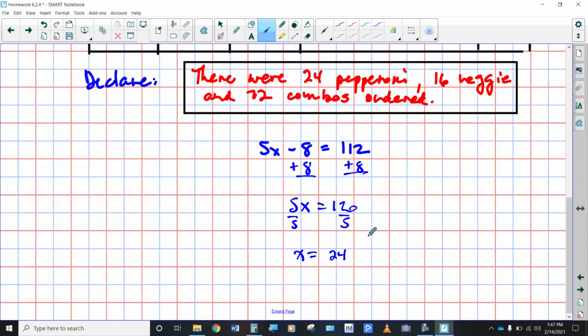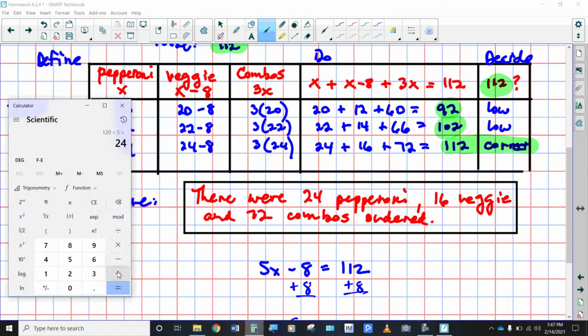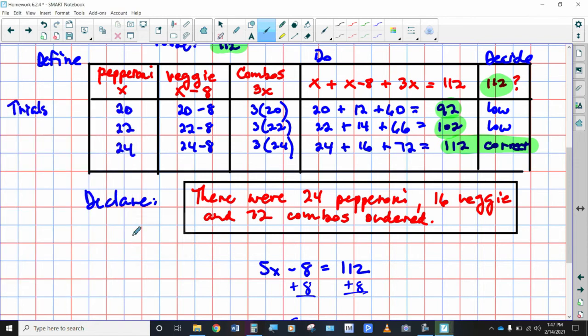Okay, so now we know the number of pepperoni pizzas. So we triple that number, 72 for the number of combos. We take away 8 from that number, that's the number of veggies. And when you add 24, 16, and 72, 24 plus 16 plus 72, that gives you the total of 112. So we can declare our answer. There were 24 pepperoni pizzas, 16 veggie pizzas, and 72 combo pizzas ordered by the middle school.